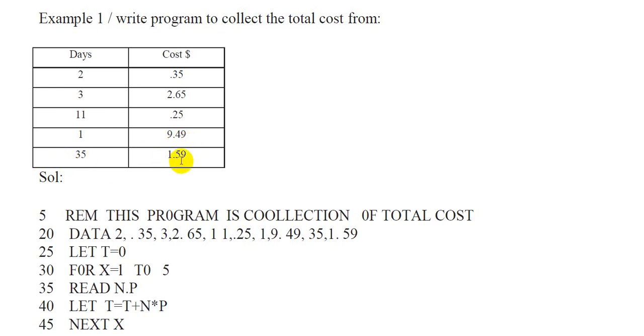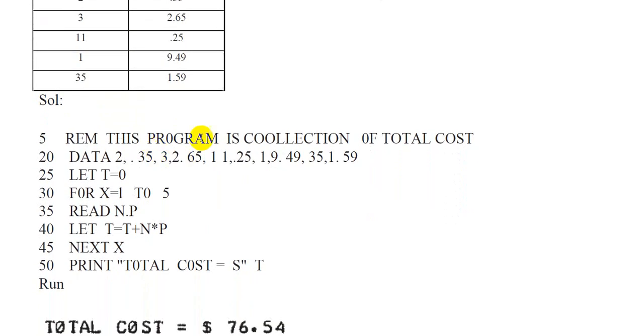19.49, or 35, 1.59. REM, this program is a collection of total cost. REM identifies the program, identifies exactly the task we're about to do or work with, so the program can be completely identified after the program. 20, data 2, 35, 3, 2.65, and 1, or 11, 0.2, and 1, and 9.41, and 35, and 1.59.